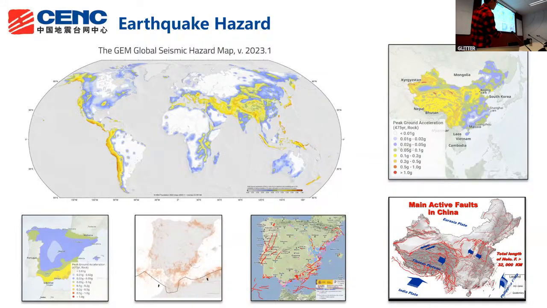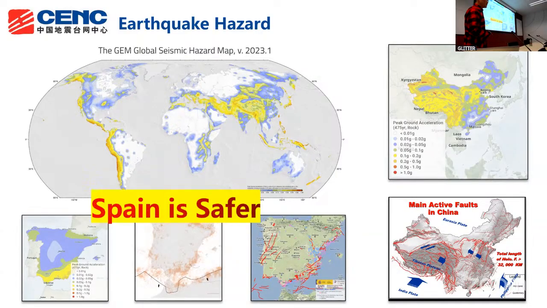Because in China, for now we have detected about 32,000 kilometers of active faults. So you can see a lot of areas have active faults. If there is an active fault here, it has the potential to cause a big earthquake. So compared to Spain, I think the situation is different. Yeah.